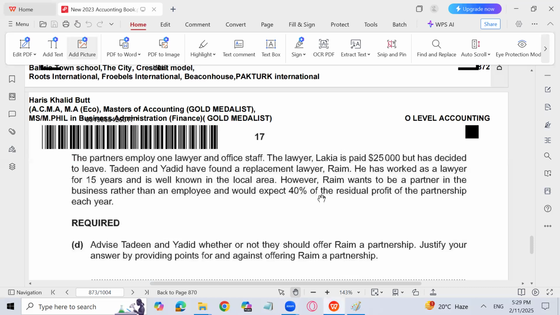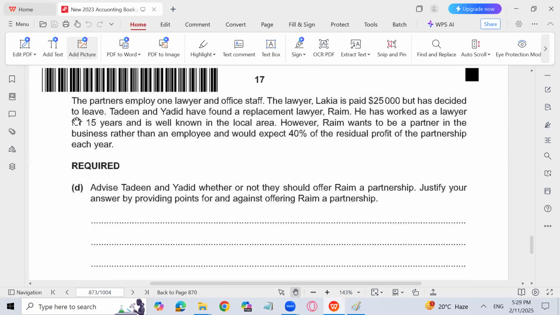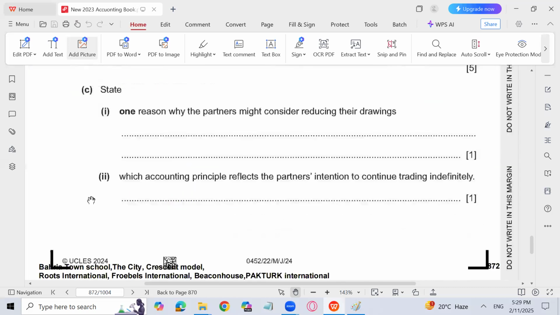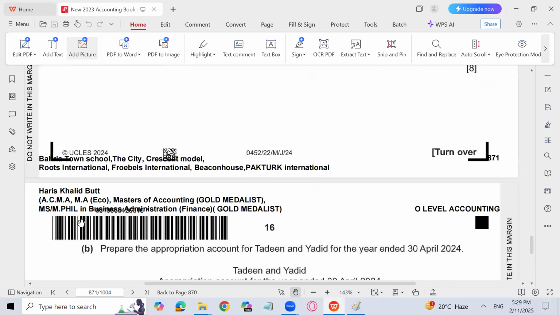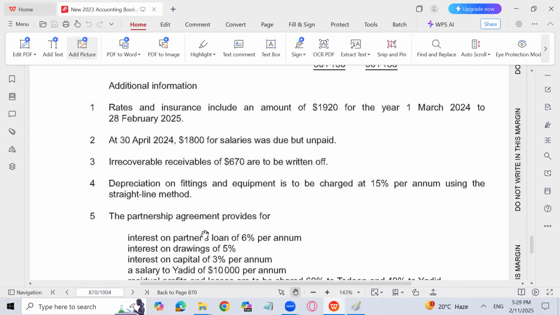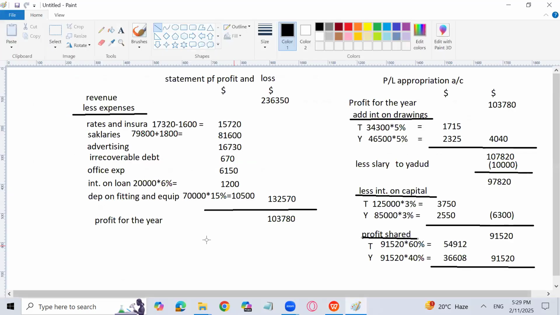But 5 marks: 2 marks for the argument for, 2 marks for the argument against, and 1 mark for the decision. So you have to give the decision at any cost. When there is written advice, it means that you have to take a stand. And when there is written discuss, then you need to just discuss the things all together as you are doing. Now let's prepare the current accounts also.